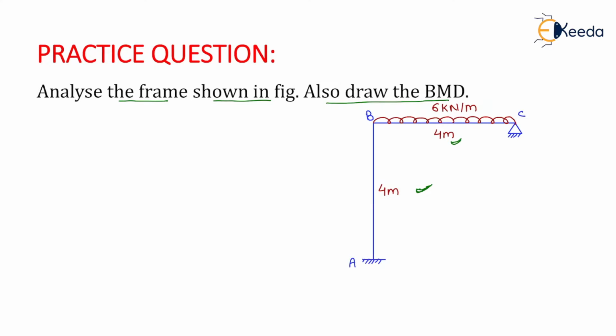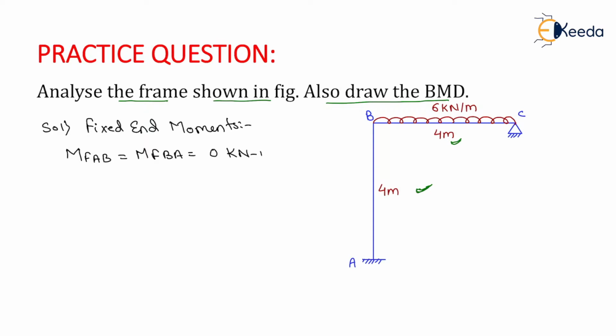Now before analyzing this frame, first of all we need to determine the fixed end moments of all the spans. Due to no external loading in span AB, the fixed end moment at AB is equal to the fixed end moment at BA, which will be equal to 0 kilonewton meter because of no external loading.